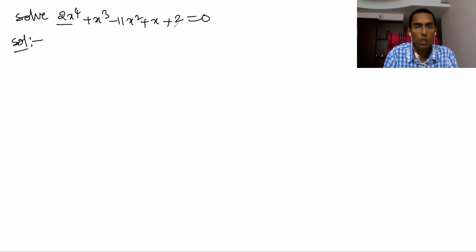Here 2 is there, here 2 is there. That means the terms equidistant from the beginning and ending must be equal. First and last are the same. Second from the beginning and second from the last, coefficients are the same. Here 1 is there, here also 1 is there. So this is the third term, equidistant from the beginning third, from the ending also third. So therefore this is the concept of a reciprocal equation.